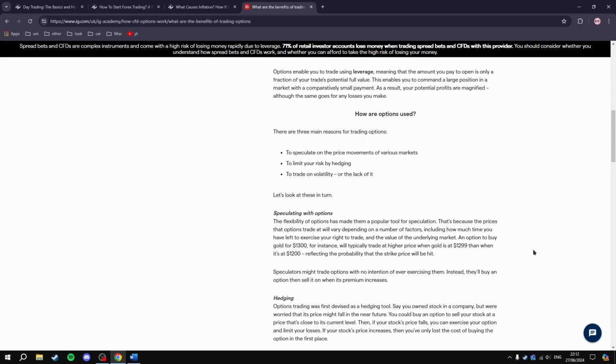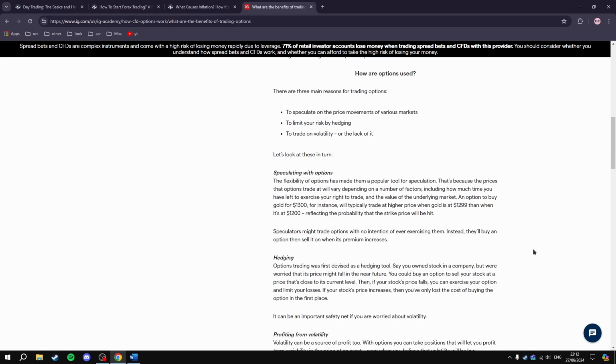Then we've got harnessing leverage. Basically, options enable you to trade using leverage. The amount you pay to open a position is only a fraction of the trade's potential full value, enabling you to command a large position in the market for a comparatively small amount. As a result, potential profits are magnified, and so are any potential losses.